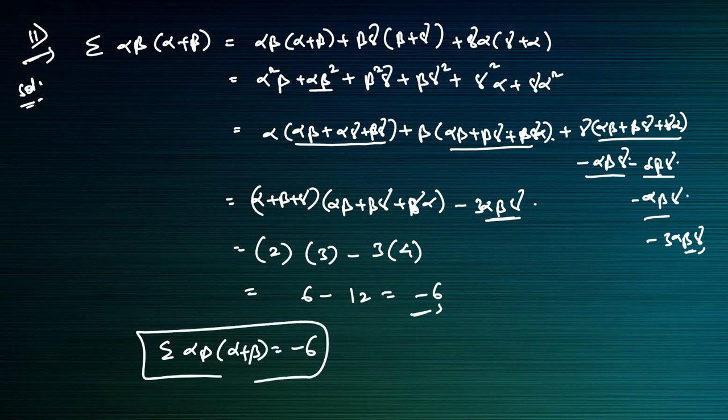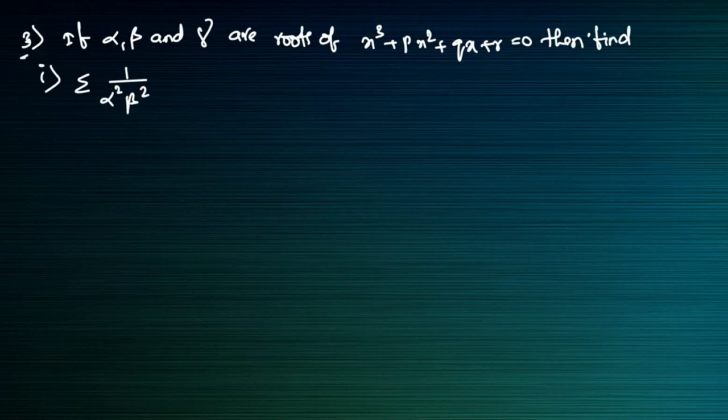So now moving to the next question. Okay, the third one here. Now here the third question is given that alpha, beta and gamma are the roots of this given equation, then find the values of this. The first question is given, second question, third question and fourth question. Four questions are given here. We'll find those question solutions here.